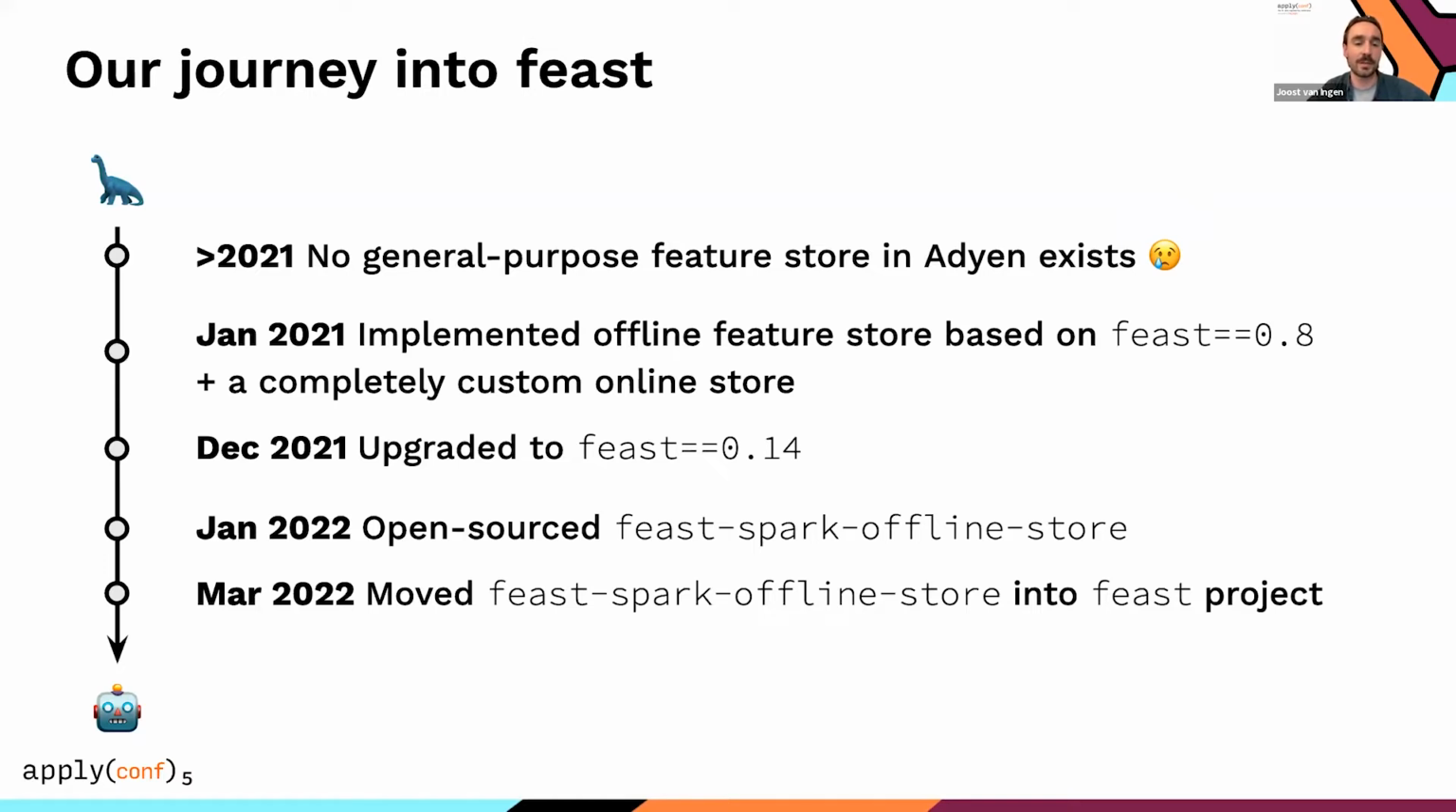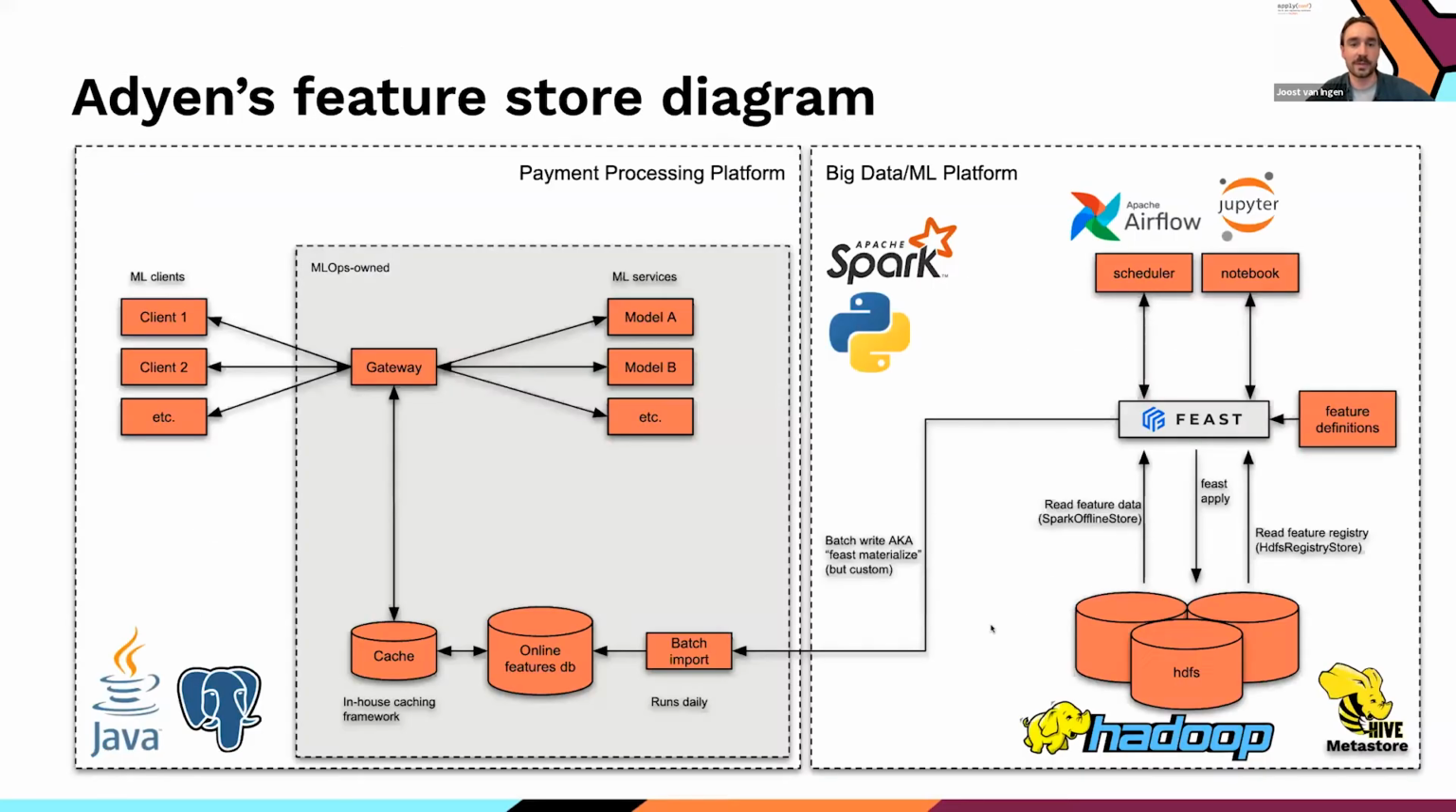And then at the end of last year, we were able to upgrade to a recent version of Feast, 0.14, and at the same time develop a plugin to make sure that we can run Feast on Spark, which is the main data processing tool that we use. And then quite a few months ago, this plugin was moved into the main Feast project, which is also a main reason we're here today. And then the next slide is sort of a mandatory feature store diagram slide. I always appreciated this a lot. This gave us a lot of confirmation that we were building something sensible.